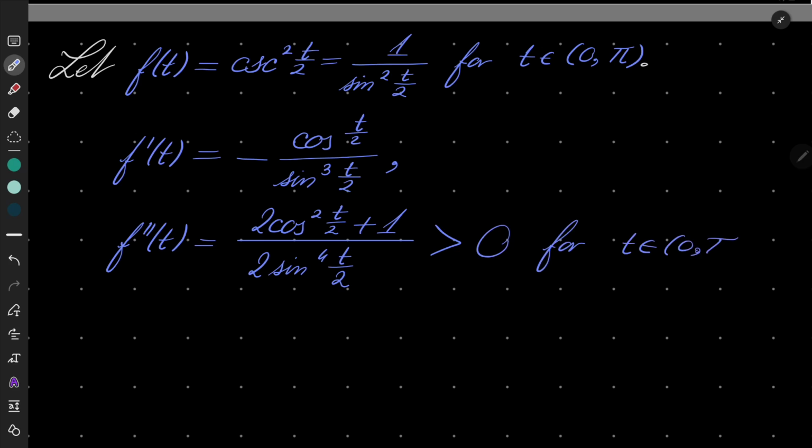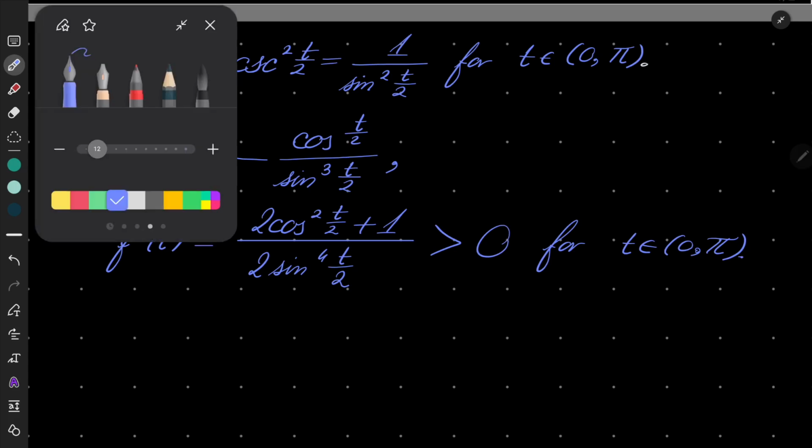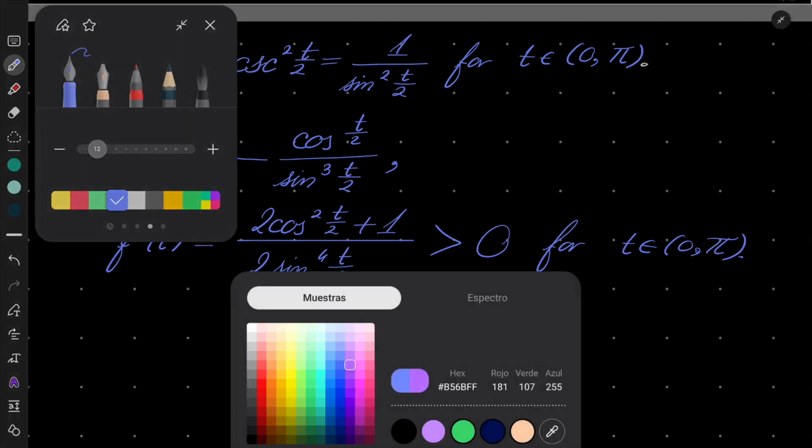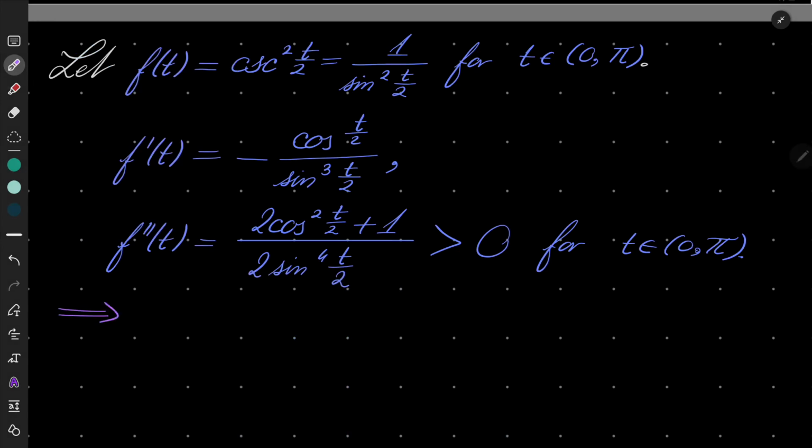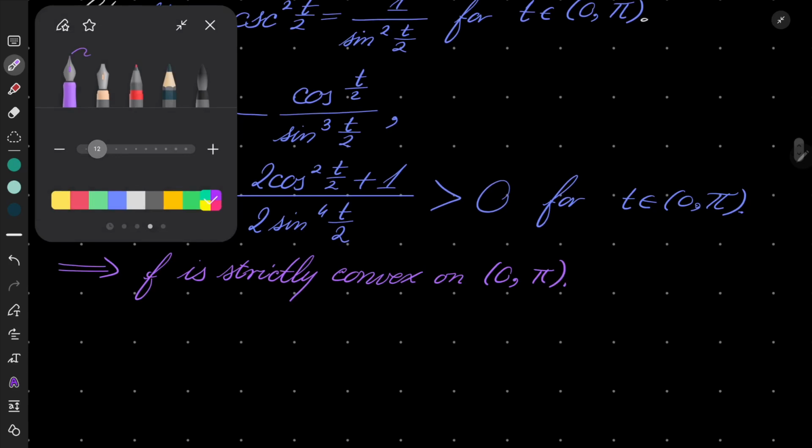In fact, it's also true between 0 and 2 pi, because our function is defined on the whole interval from 0 to 2 pi, but let's restrict ourselves only to this interval. That is a crucial observation, a powerful fact from mathematical analysis, which means that f is strictly convex on the interval 0 to pi. Okay, very well.